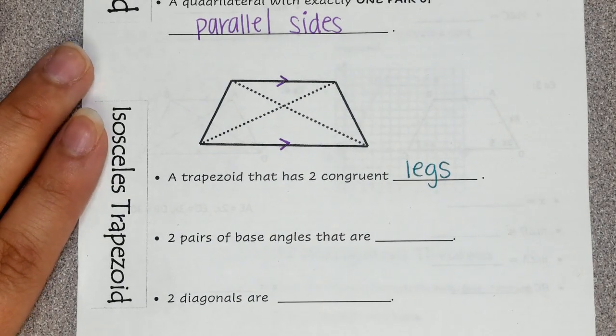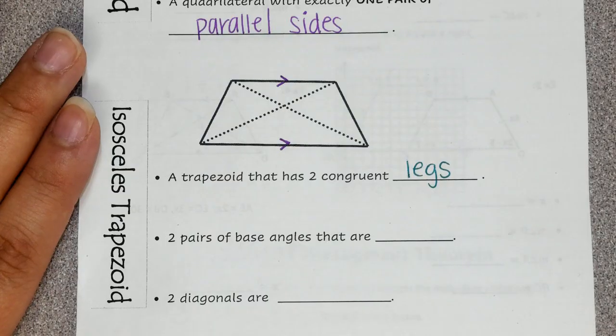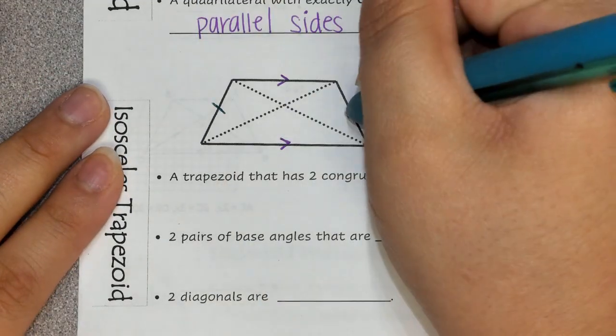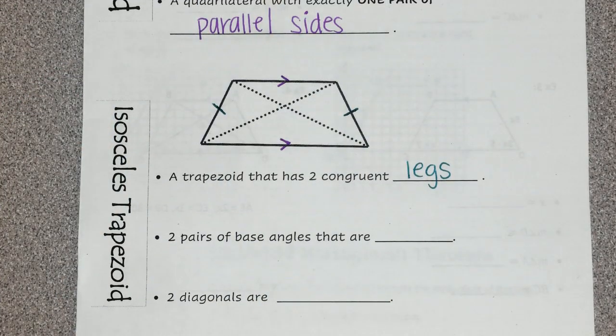Why did I put legs and not sides? Because sides could be different than the base. Right. The legs are different than the base. And so your two congruent sides are not your parallel sides. Okay? So I want you to draw a tick mark here and a tick mark there. That is an isosceles trapezoid.